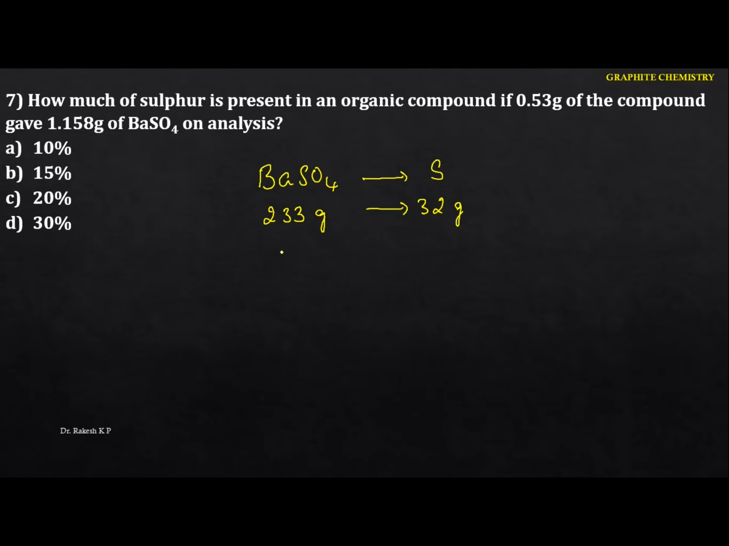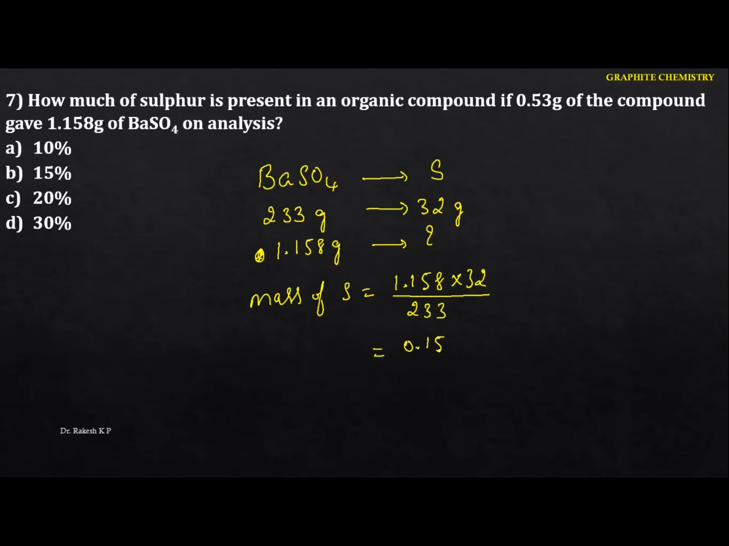But during the experiment we got 1.158 gram of barium sulfate. Out of this, we don't know the mass of the sulfur, so now we have to calculate the mass of sulfur. The mass of sulfur becomes 1.158 into 32 divided by 233. If you do the calculations here, we get 0.159 gram.